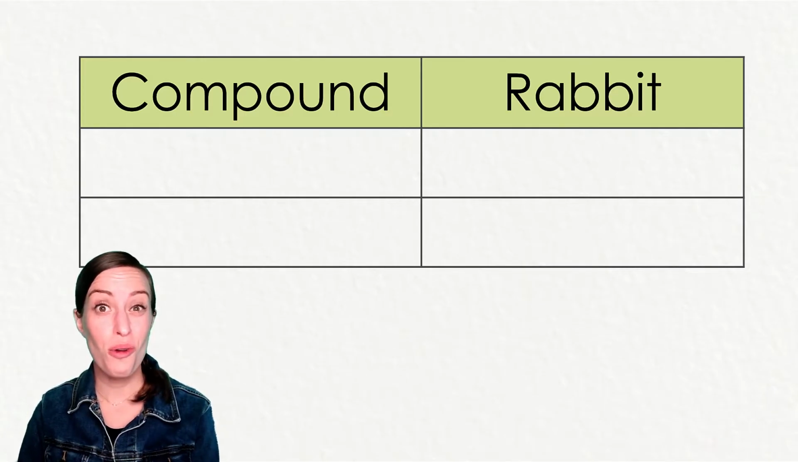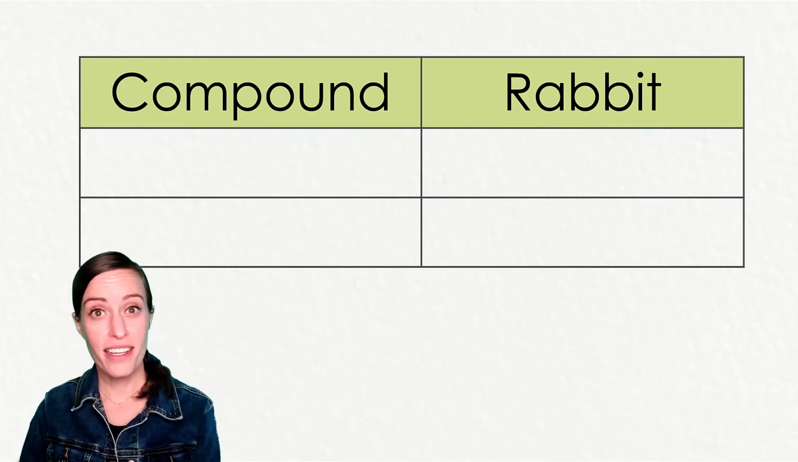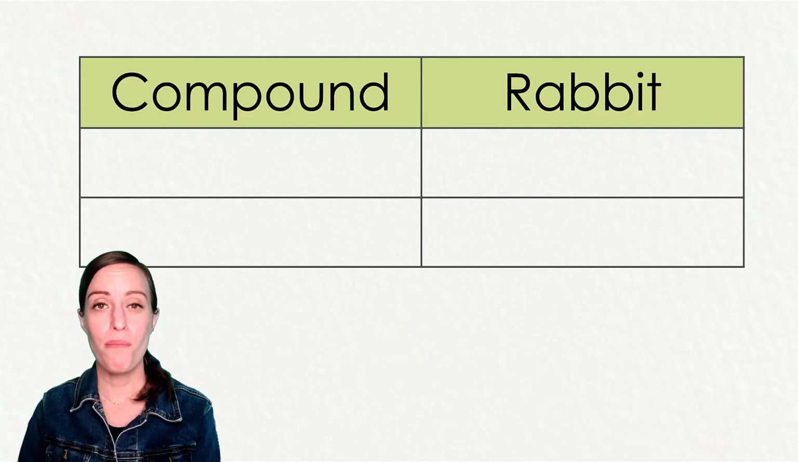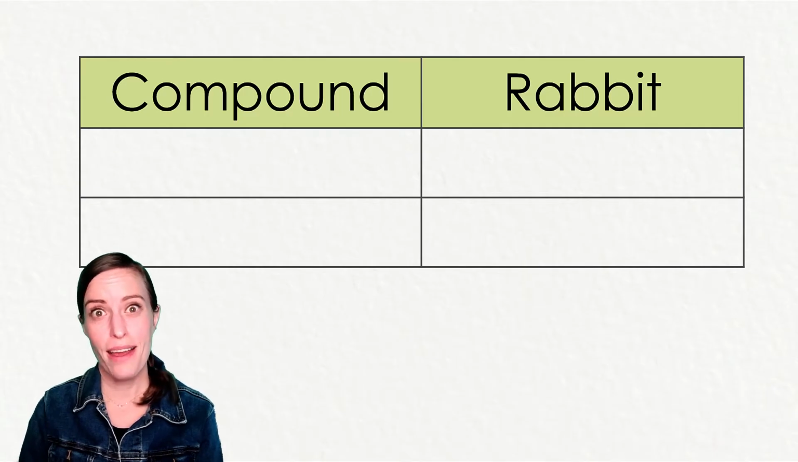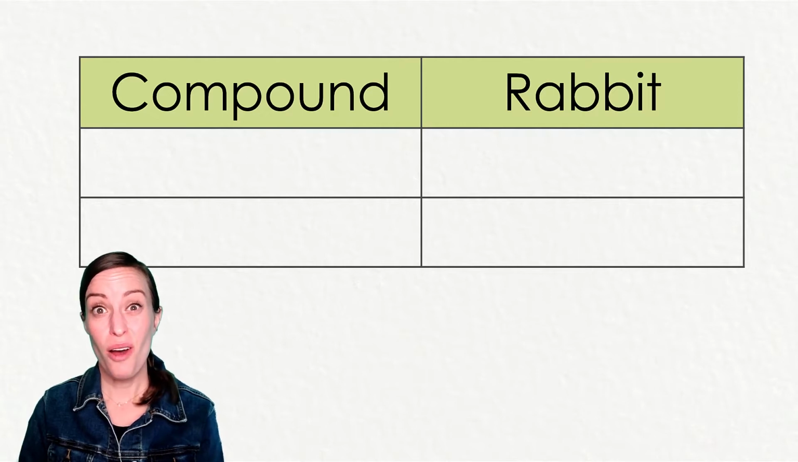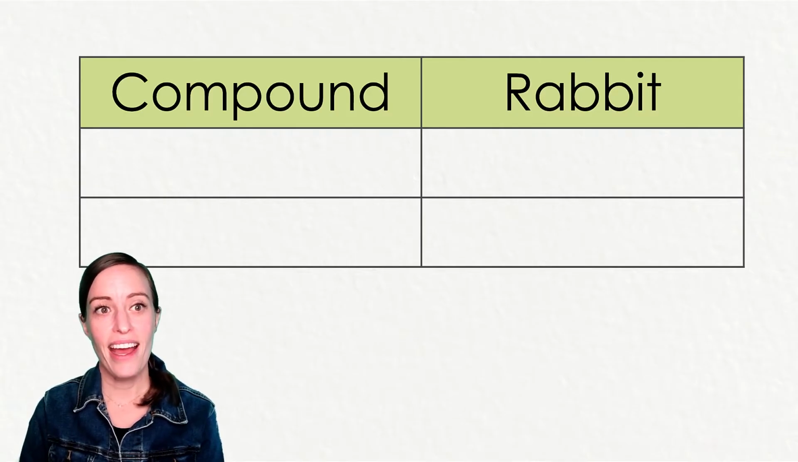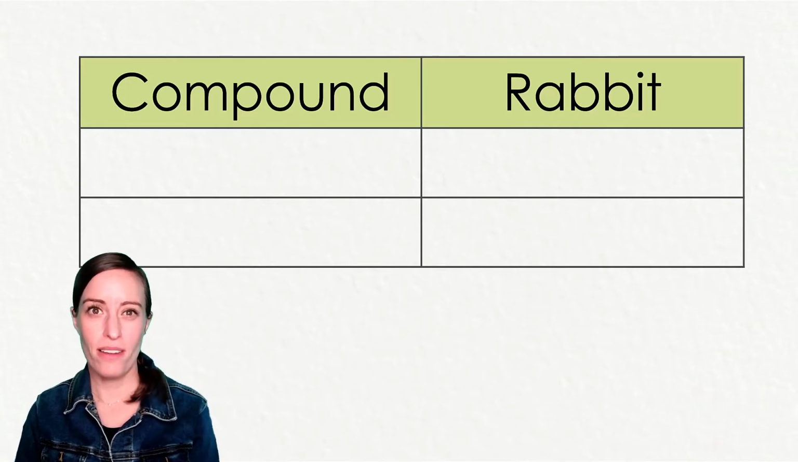Compound words are two smaller words that come together to make up a new word. For example, foot and ball come together to make the compound word football. Rabbit words don't have smaller words within them, but rabbit words are made up of closed syllables. So let's look at the word rabbit. These words have a vowel followed by two consonants and then another vowel that's also closed in. The word rabbit is an example.